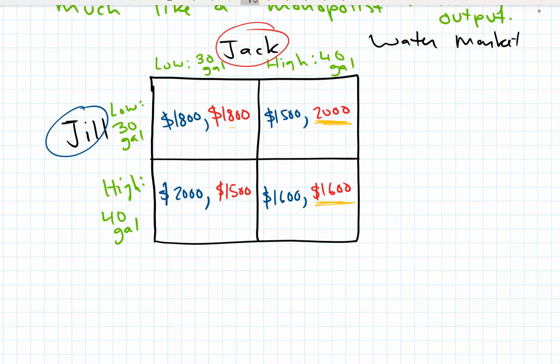Because if Jill goes high, it's going to push the price down. And if they push the price down and you produce less, you're going to obviously make less money, right? So you might as well at least produce more so you can get a little bit more money that way. Okay, so that's the idea.